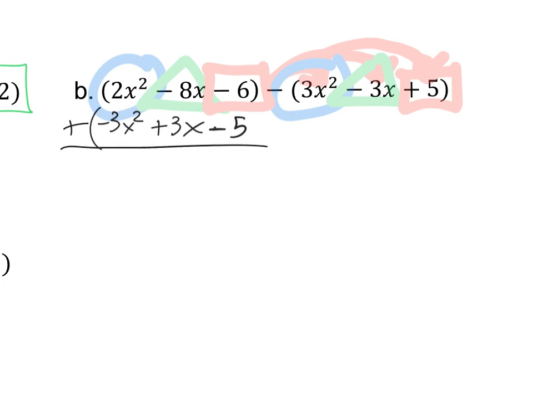That's it, just like adding that whole thing. So I could just go straight down. 2 minus 3 is negative 1, and I just write that as negative x squared. Negative 8 and positive 3 makes negative 5x, and negative 6 and negative 5 together makes negative 11.